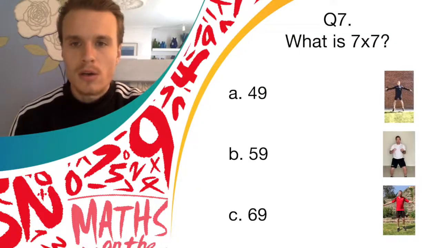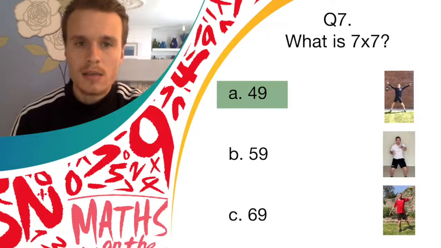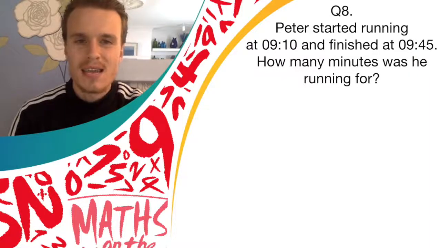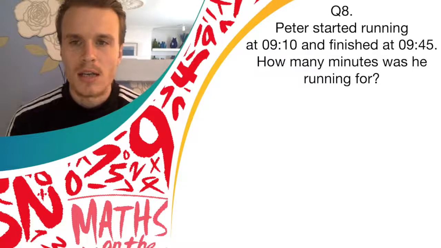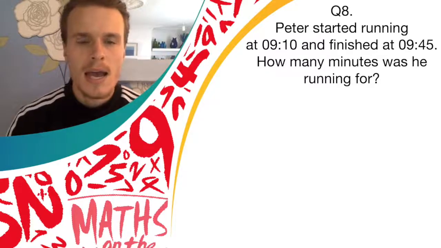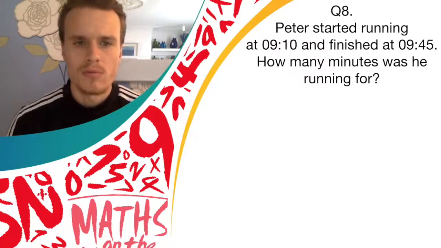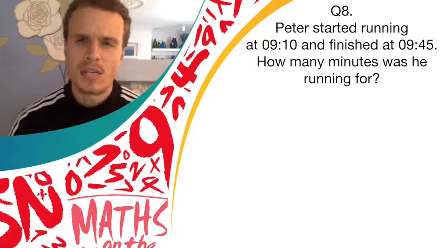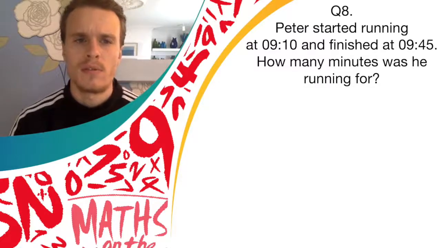Okay, so the answer was A, 49. So if you were doing star jumps, brilliant job, there's a point for you. On to question 8. Peter started running at 10 past 9 and finished at 9:45. How many minutes was he running for? So have a think.